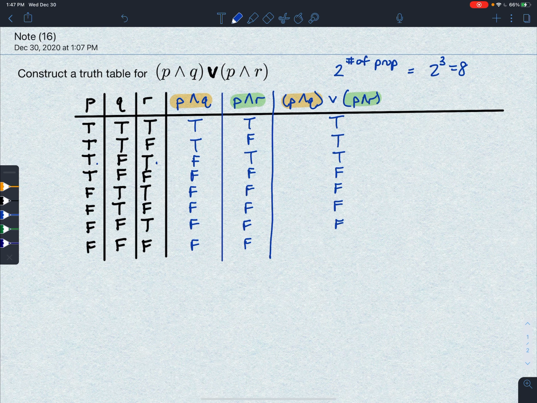So this right here is the truth table for that statement, P and Q or P and R, which means if all 3 propositions are true, the entire thing is true. If the first 2 are true and R is false, the whole thing is still true. And if P and R are both true but Q is false, the whole thing is true. Otherwise, the entire statement as a whole is false. So there's constructing a truth table.